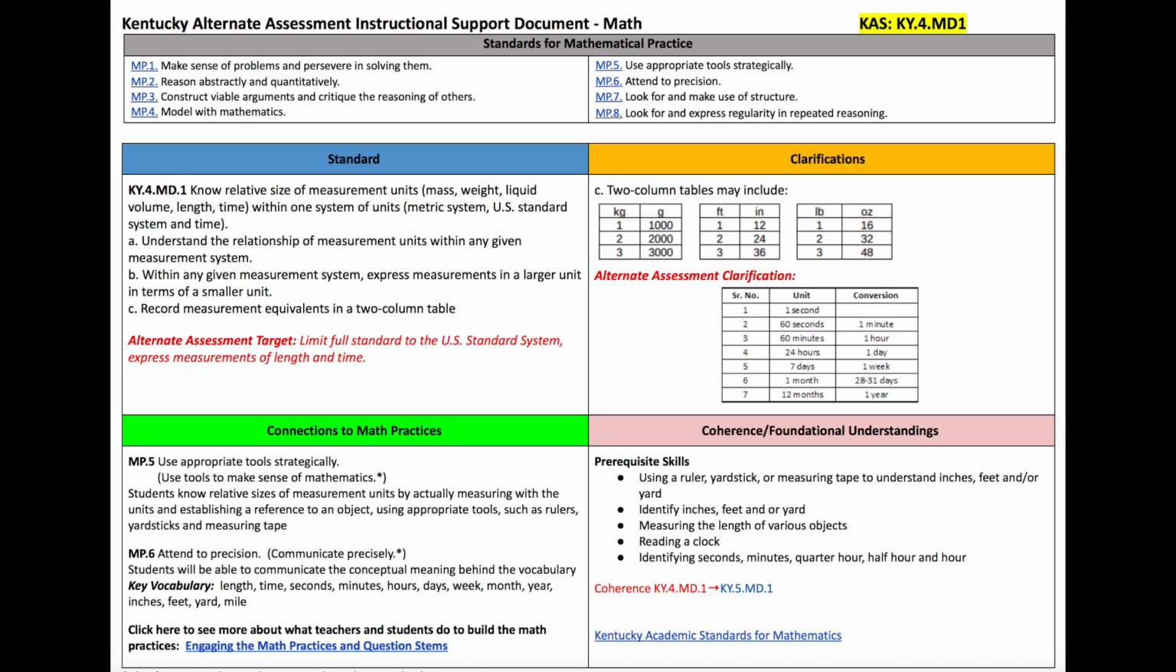60 seconds is equal to a minute. 60 minutes equal to an hour. 24 hours in 1 day. 7 days in 1 week. We need those anchor charts for our kids to refer to and look back at when they're trying to solve these problems that we're asking of them.